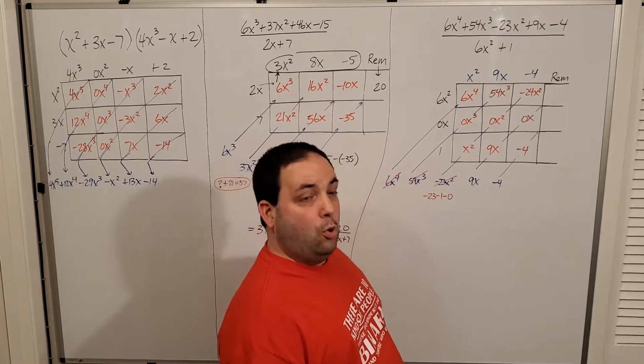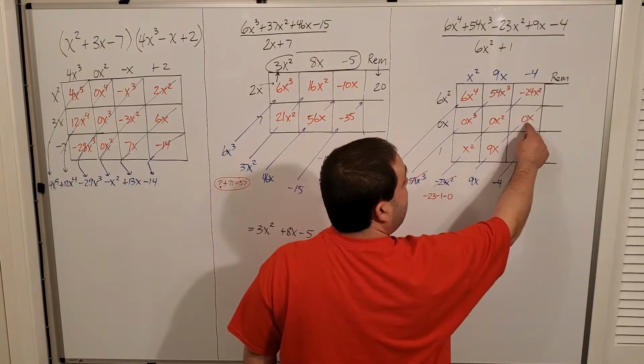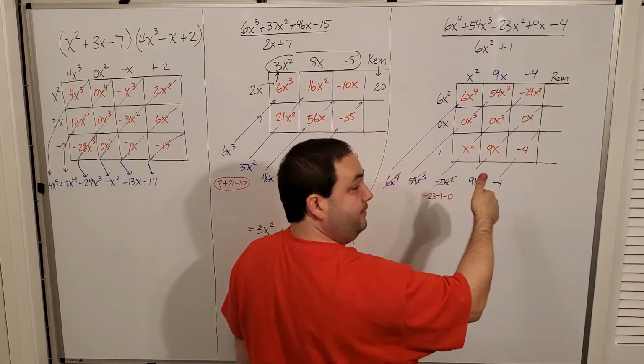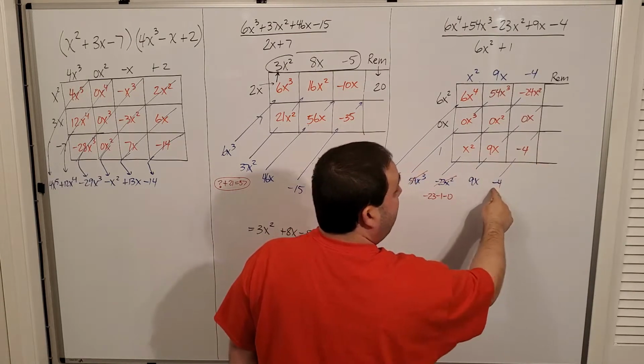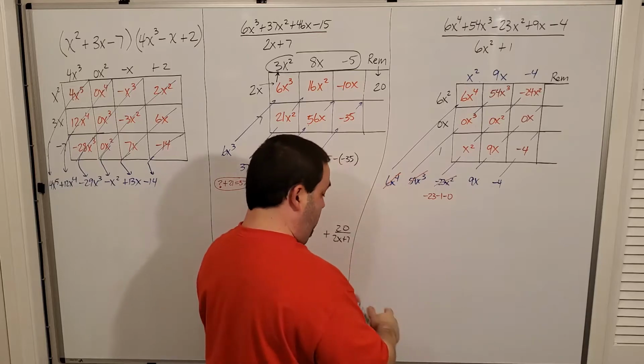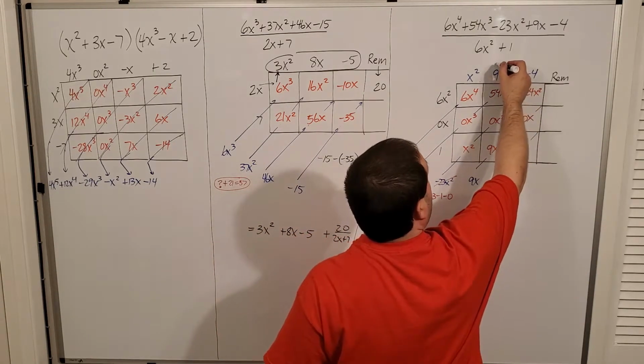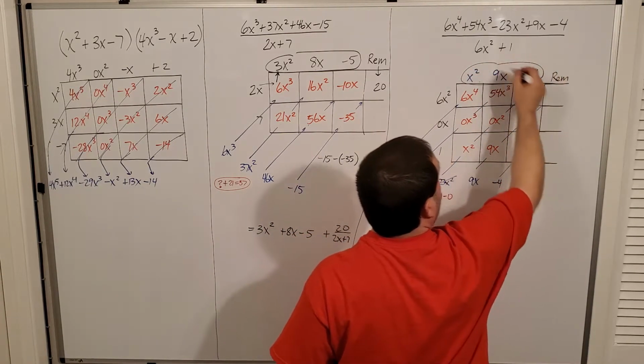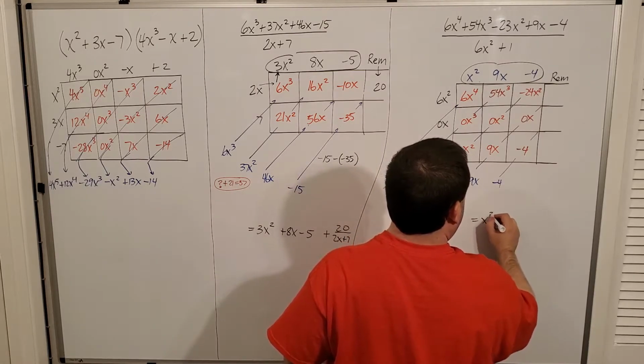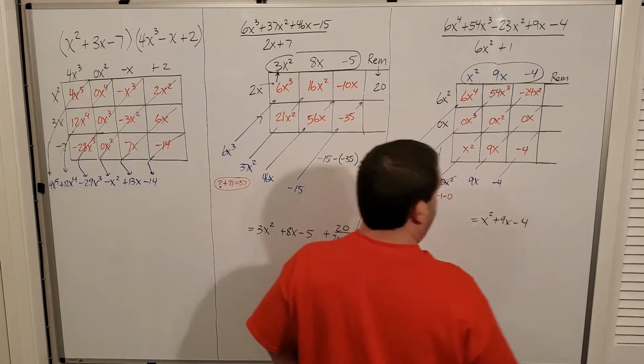But notice here we're all good. 9 plus 0 is 9x. Good. Negative 4 is negative 4. Good. What does that mean? We're done. Here's our answer. Here's the answer right here. Equals x squared plus 9x minus 4.